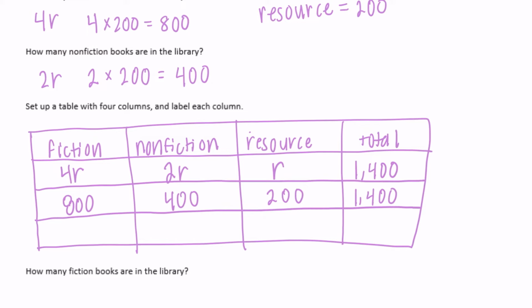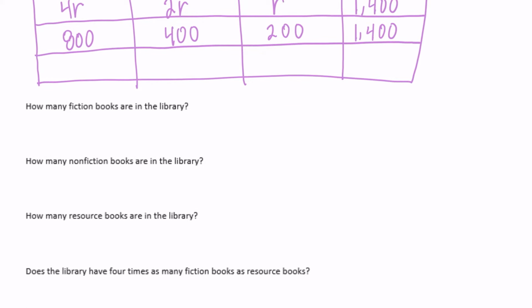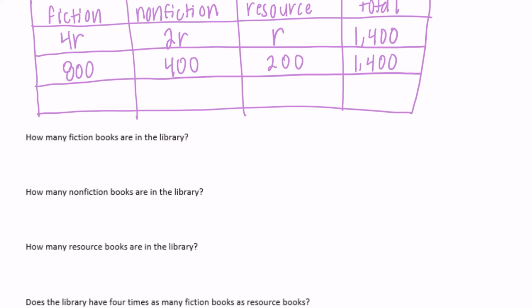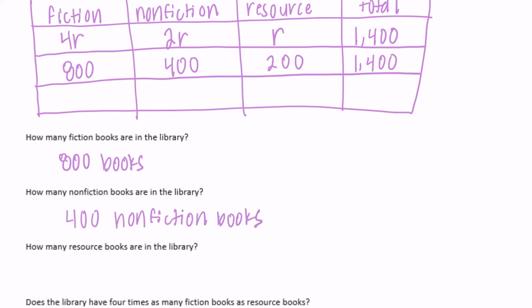There's really nothing to fill in the last column. So again, that was more of a classwork piece. If you didn't do that in class, you can just skip that. Okay. How many fiction books are in the library? Fiction books were 800 books. And here we can just look at our diagram. So 800 fiction books. How many nonfiction books? There were 400 nonfiction. And how many resource books? There are 200 resource books.